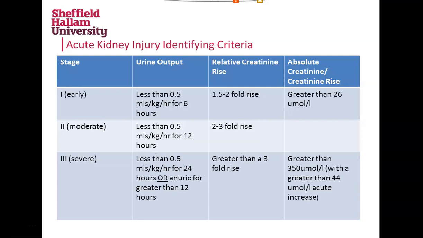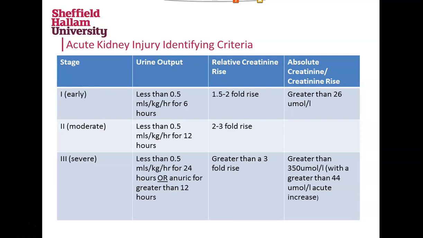So as we move to a more moderate stage of AKI, the reduced urine output has been going on for longer, so for around 12 hours. And with that, we will see a 2- or 3-fold rise in the blood creatinine. I can't remember what figures I've just told you, but imagine if it had been 10, and then we're seeing it's risen to 30. That would be a relative rise.